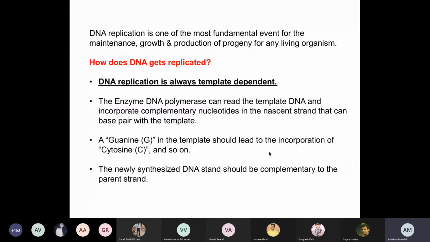For example, if the DNA polymerase is reading a guanine in the template, it should incorporate the cytosine, which is the complementary nucleotide for the G, in the nascent DNA strand, so that there is a G to C base pairing. If there is an A, it should incorporate T, and so on. So the DNA replication should always happen in a template-dependent fashion.